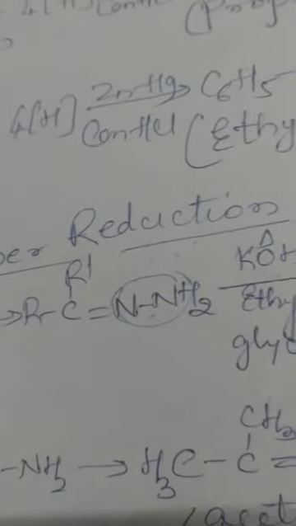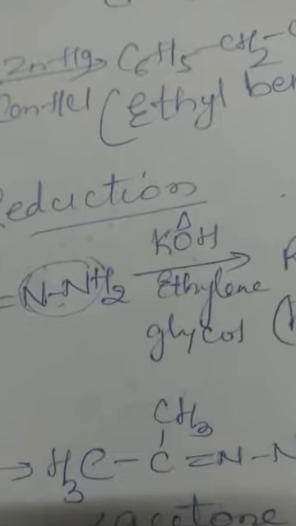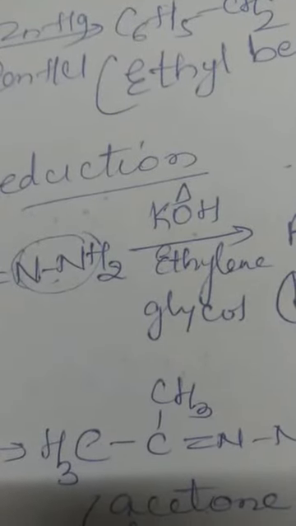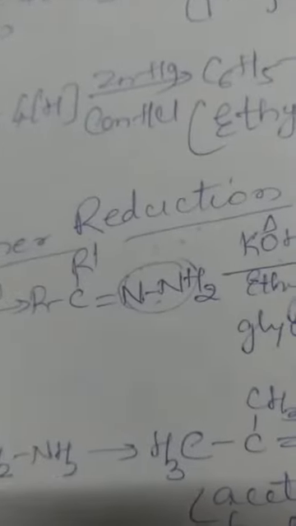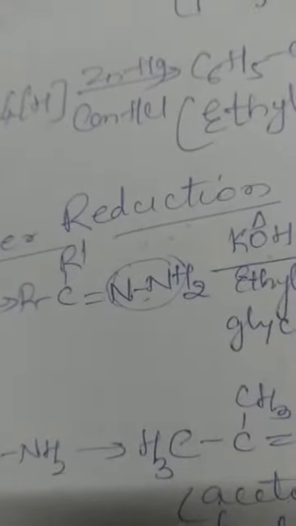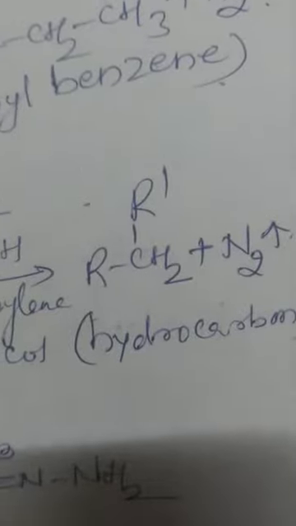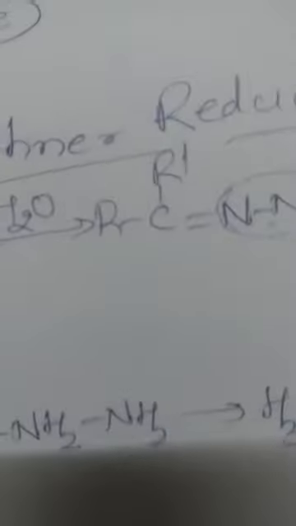Now this hydrazone on heating with alkali like potassium hydroxide in the presence of a high boiling solvent like ethylene glycol, the dihydric alcohol, N2 is eliminated from the corresponding hydrazone and you will get the product as RCH2R dash plus N2, which is nothing but a hydrocarbon once again. So this is Wolff-Kishner reduction.